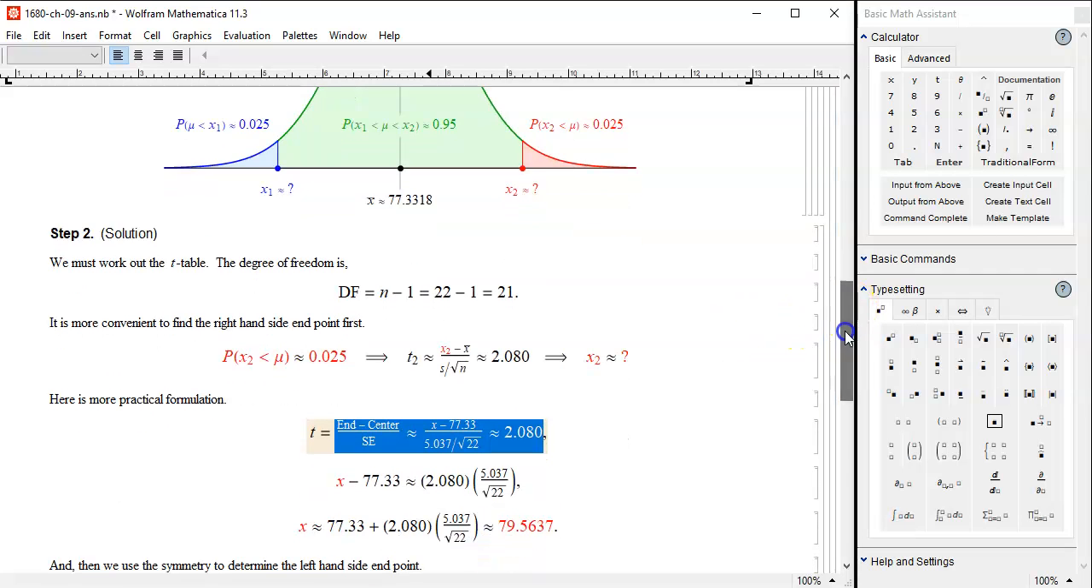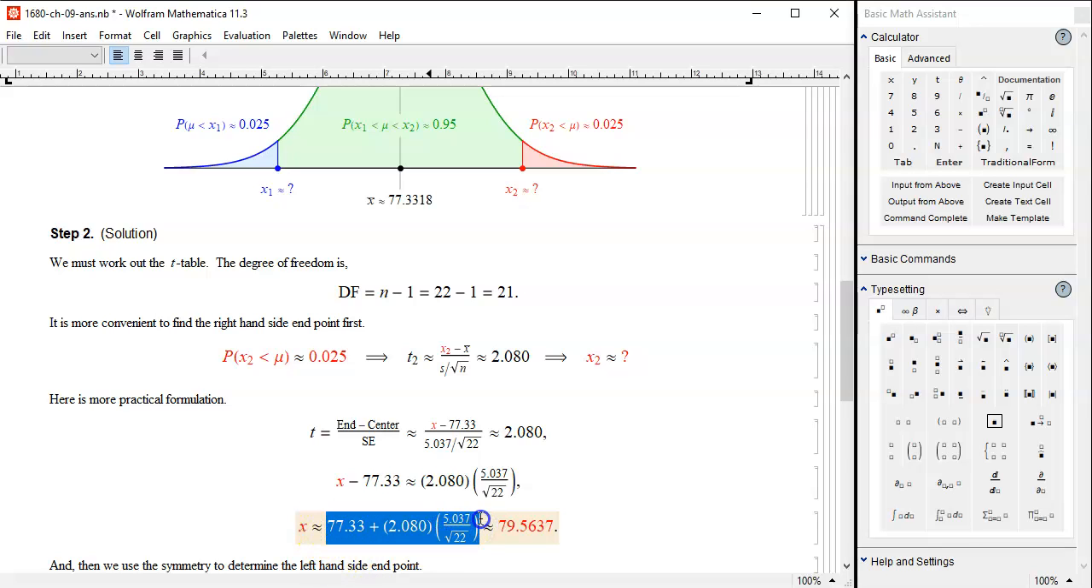And let's solve this equation. First, flip over the denominator by multiplying it, and then flip over the center by adding it up, and this is what I get: 77.33 plus the t-score of 2.080 times the standard error of 5.07 over square root of n. Calculate it out, you're going to get this number, 79.56 something.